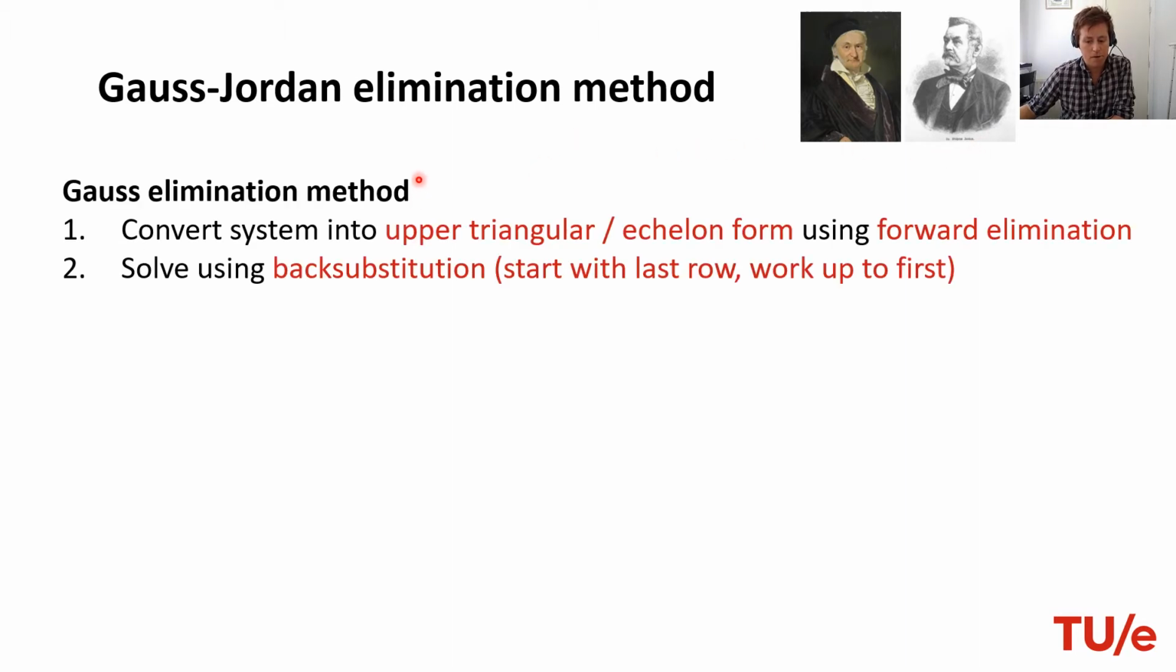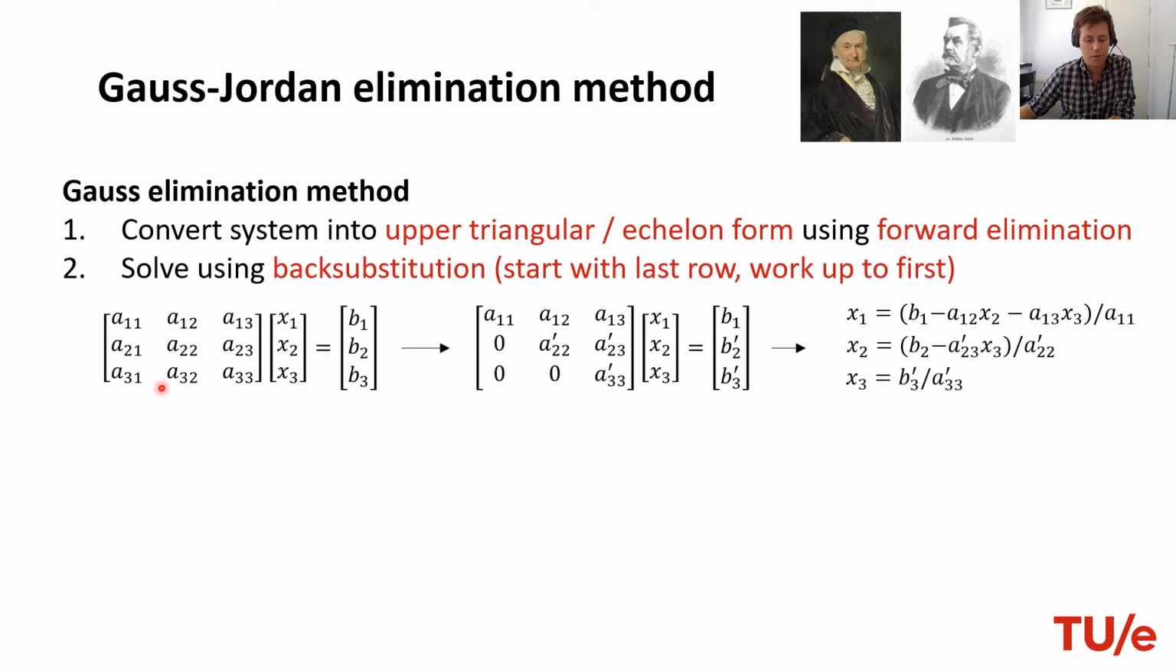Let's just recap the Gauss elimination method, in which we convert the system into an upper triangular form using forward elimination, and then try to solve it using back substitution. So this looks like this. We have this upper triangular form of A, and we solve it by back substitution, so from x3 to x1.